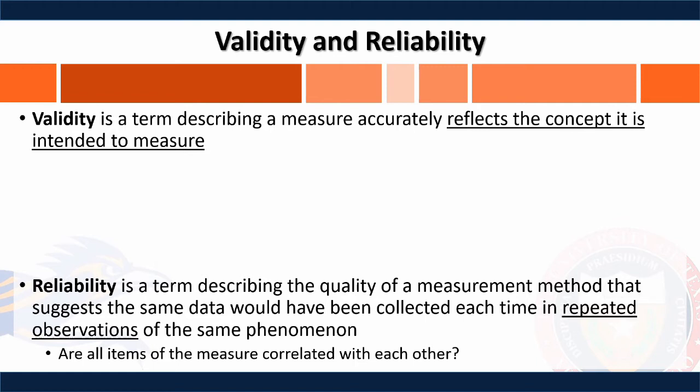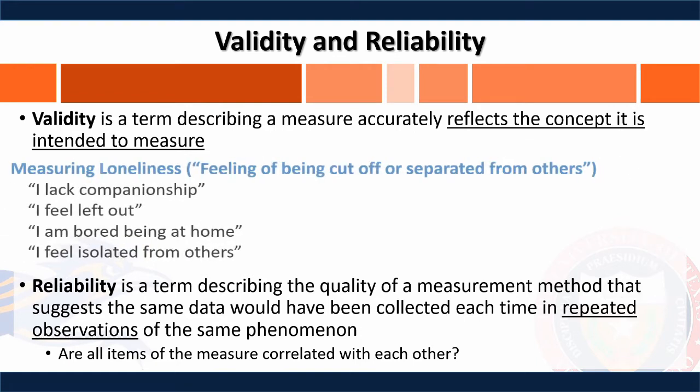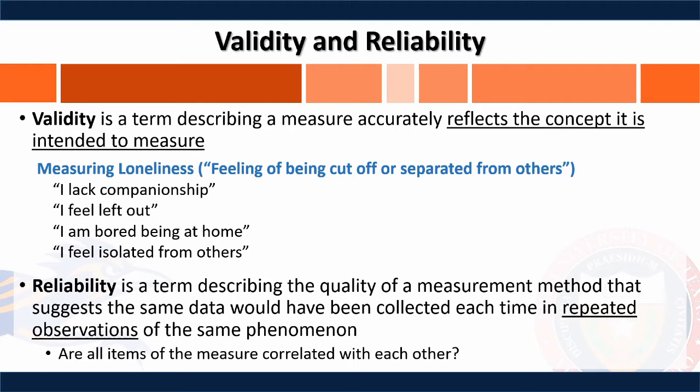Here's a short activity. What if I told you I was working on a study of loneliness and needed to find a measure of it? I conceptualized loneliness as the feeling of being cut off or separated from others and found a 4-item measure to operationalize this variable. Do you notice something odd about this 4-item measure? It appears that one of the 4 items doesn't look like the other. The item, "I'm bored being at home," does not on face sound like it measures the feeling of being cut off from others, does it? This item is said to contribute to poor validity.